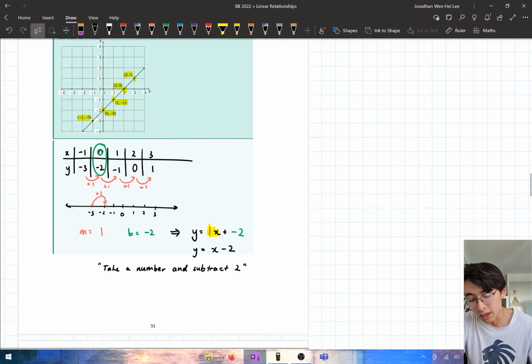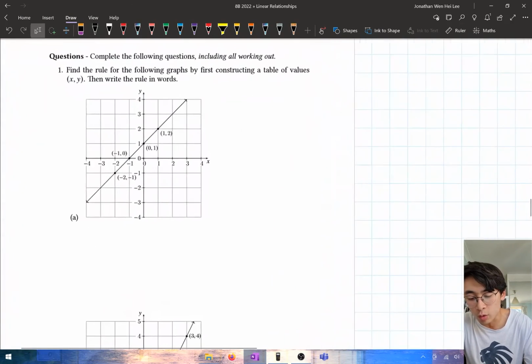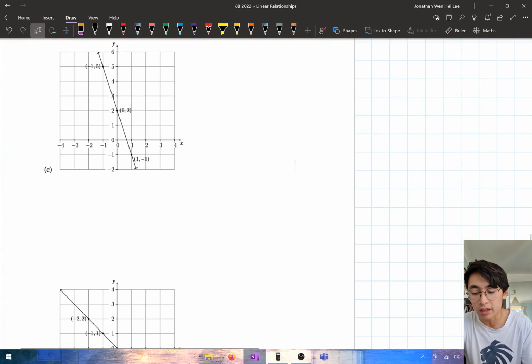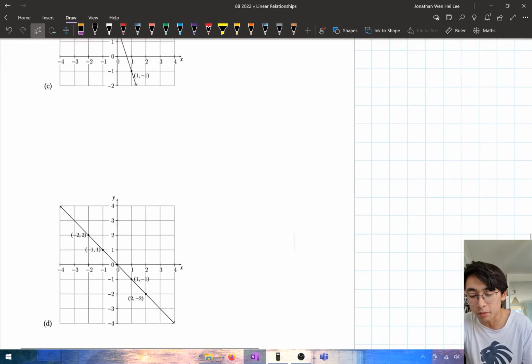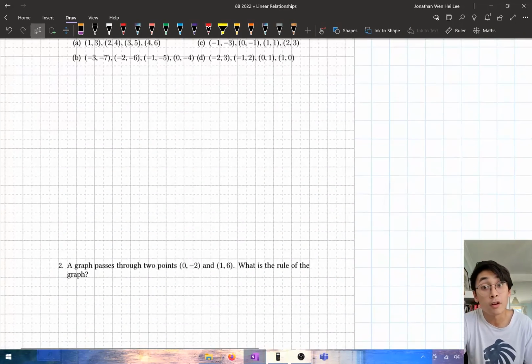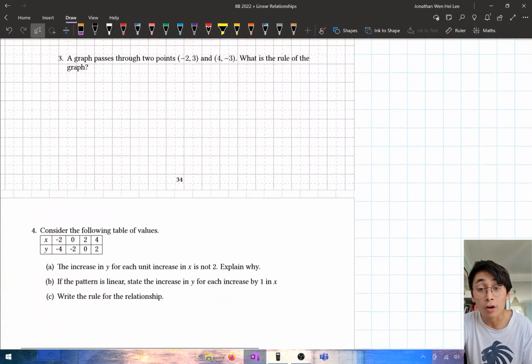So hopefully that helps, and there's a few questions over the page where you need to do this. In each one of the questions, there's a bit of white space around each one of these graphs. So hopefully you'll be able to write down and draw those tables of values. There's a few further questions if you are done early, so have a go at those for me.